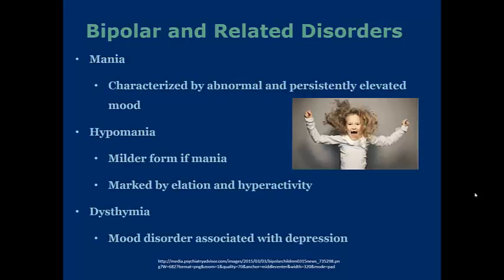Bipolar or related disorders. These are characterized by mania, which are abnormal and persistently elevated moods. Hypomania is just a milder form of this mania. It's marked by elation and hyperactivity. Dysthymia is a mood disorder that's associated with depression. Bipolar disorders are noted by having extreme ups and extreme downs, with really no warning or no logical explanation why.